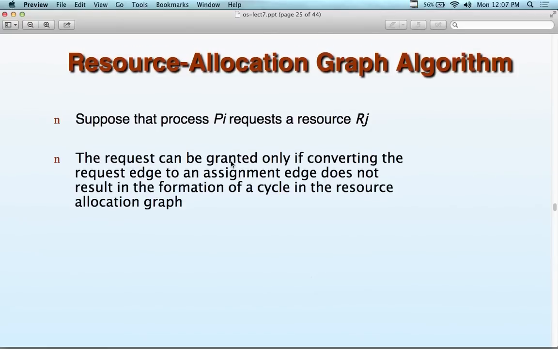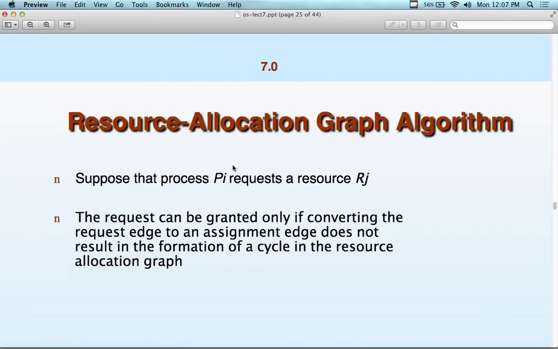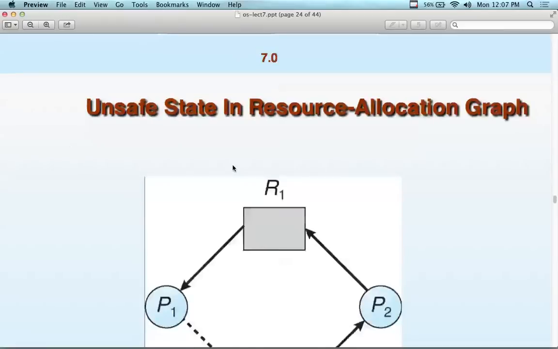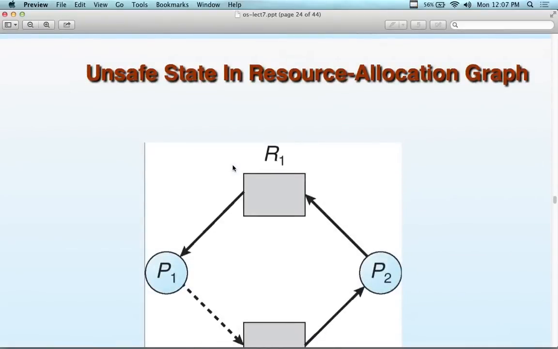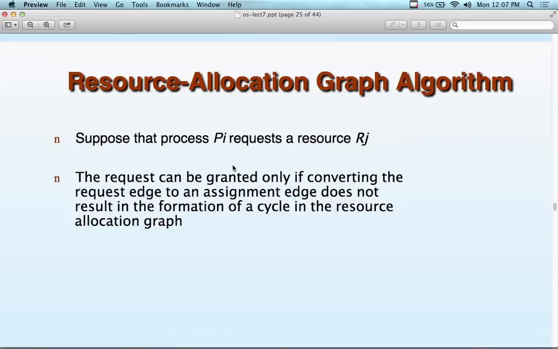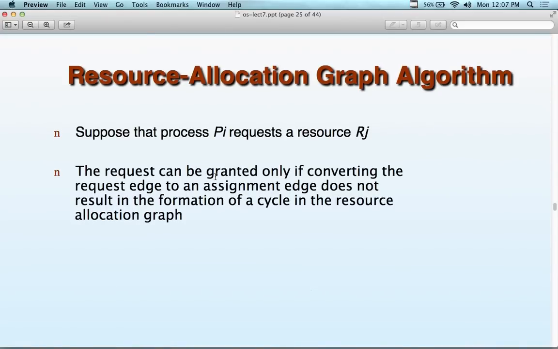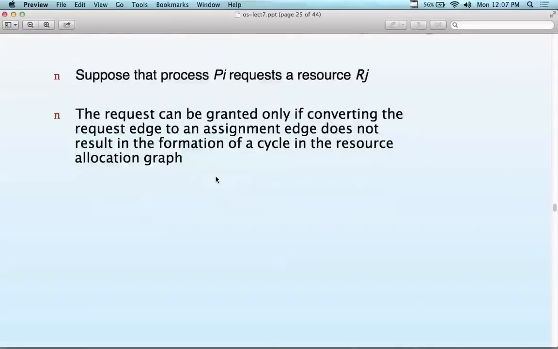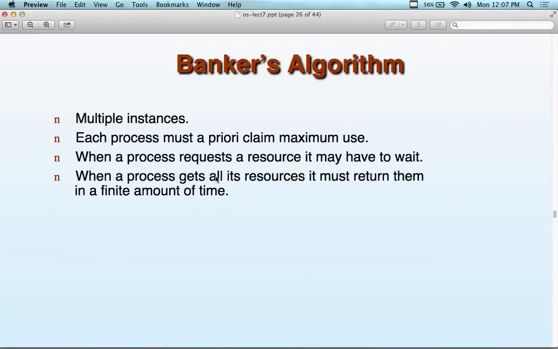So here's the resource allocation graph. This is just the unsafe resource allocation. Suppose that process B1 requests a resource. The request can be granted only if converting the request edge to an assignment edge does not result in the formation of a cycle. We don't want a cycle in a banker's algorithm. That's one person waiting for the other person to return the money before they can actually borrow the money, use the money.